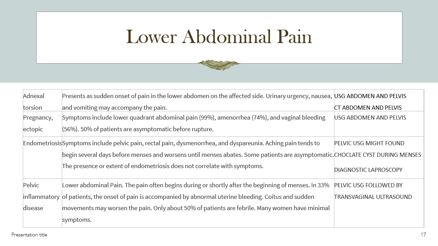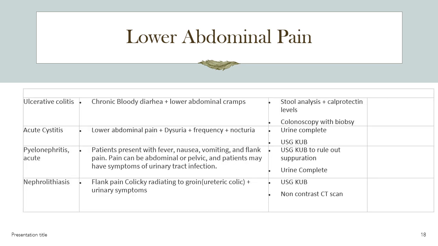Then pelvic inflammatory disease. It's also a very common underlying diagnosis in females presenting with lower abdominal pain and tenderness, where the pain specifically begins during or shortly after the beginning of menses. In most patients, pain is accompanied by abnormal uterine bleeding, dysfunctional uterine bleeding. Coitus and sudden movements might worsen the pain. Only 50% of patients are febrile. Usually many patients have very minimal symptoms. Order pelvic ultrasound followed by transvaginal ultrasound and treat the patient with broad spectrum antibiotics.